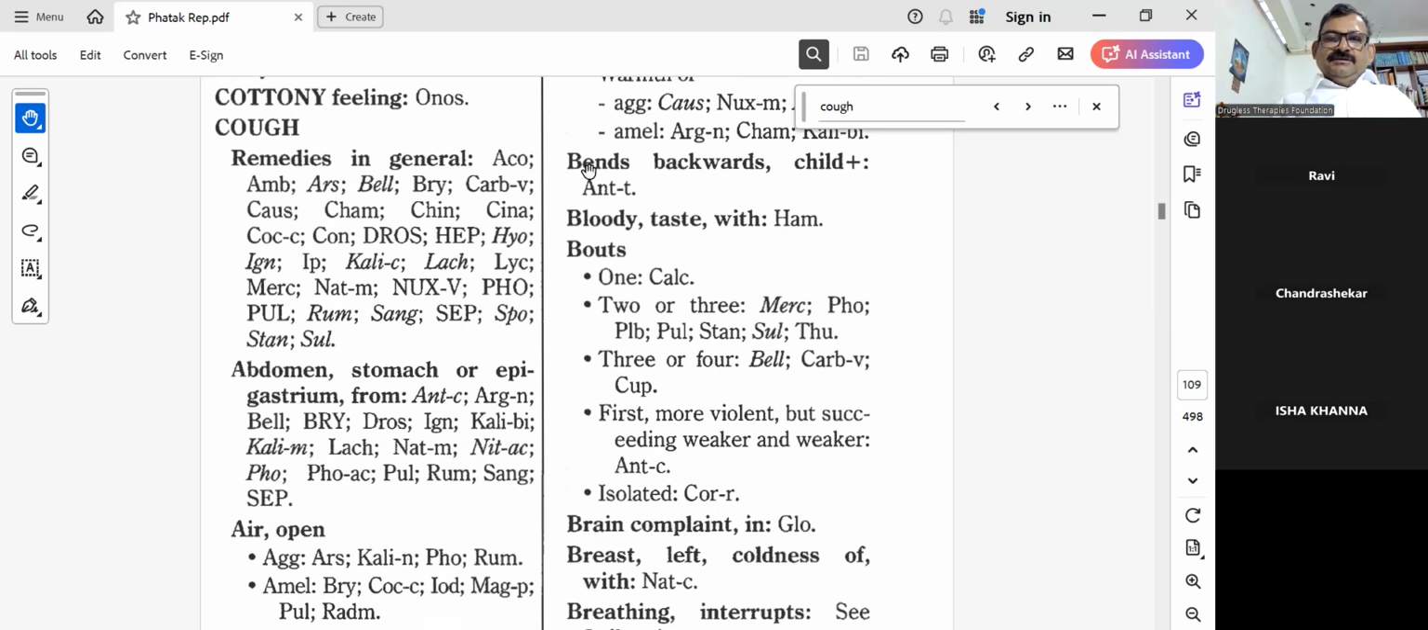Bloody test. Bend forward children. Plus means they bend forward and cough. Like that they do cough. For them, if they do like that and there is a lot of phlegm inside, Antim tart. I think Antim tart is in many of our combinations, so it will cover 90% of the people.